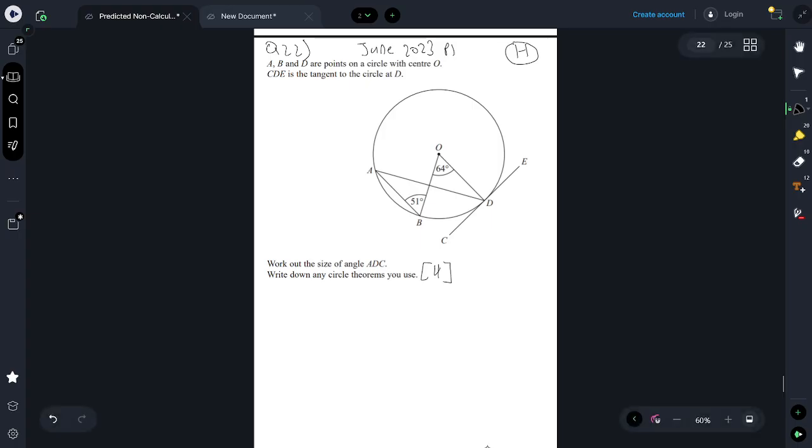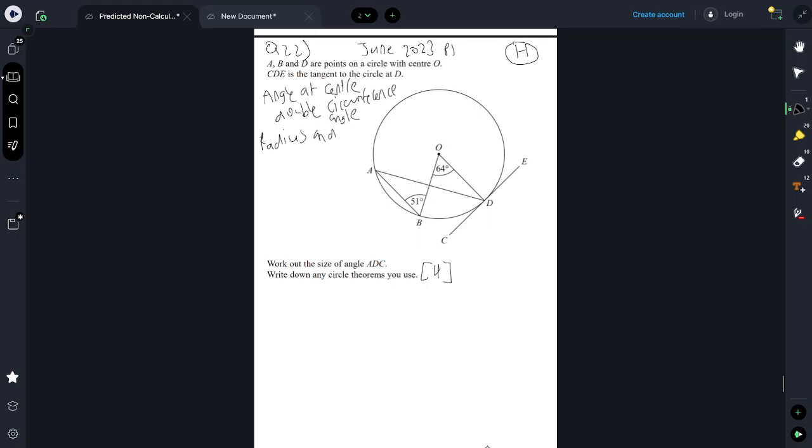So circle theorems, you should have an idea in the back of your mind what they are, so what to use. So, angle at center is double angle at circumference. I'm just making a rough note, not making it proper. That's one of them.